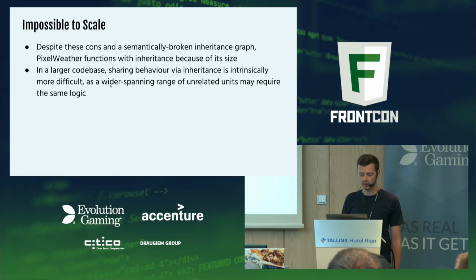So despite these cons, the pixel weather application I've shown you actually does function with inheritance, even if the graph is semantically broken. And that's because it's not the biggest application. But imagine if we had a code base where we had thousands of entities across it that shared a variety of different behaviors. If they have no kind of relation, it makes no sense for them to inherit from one another.